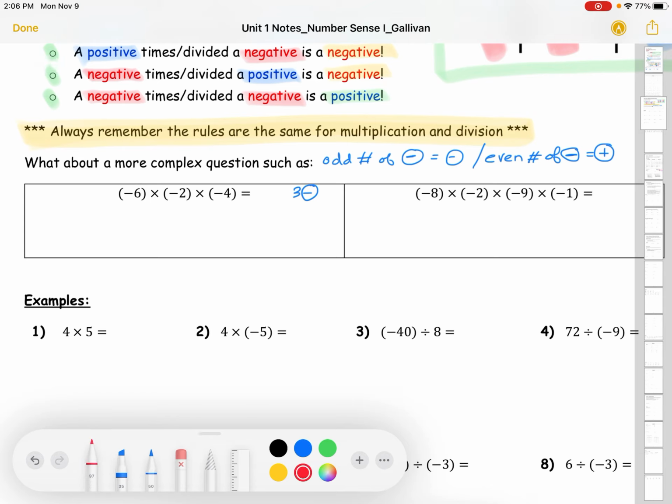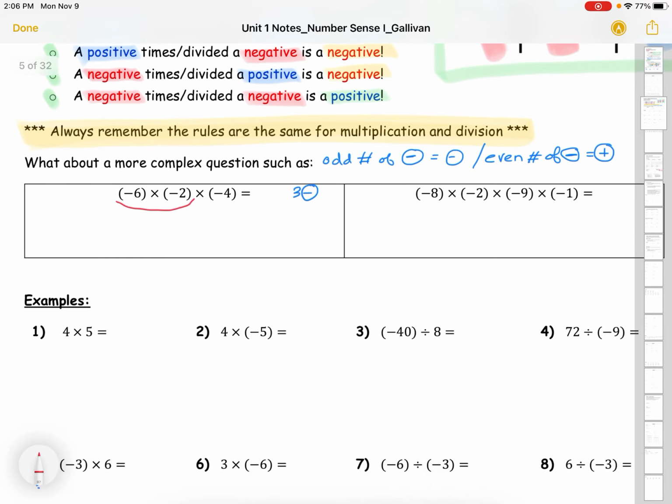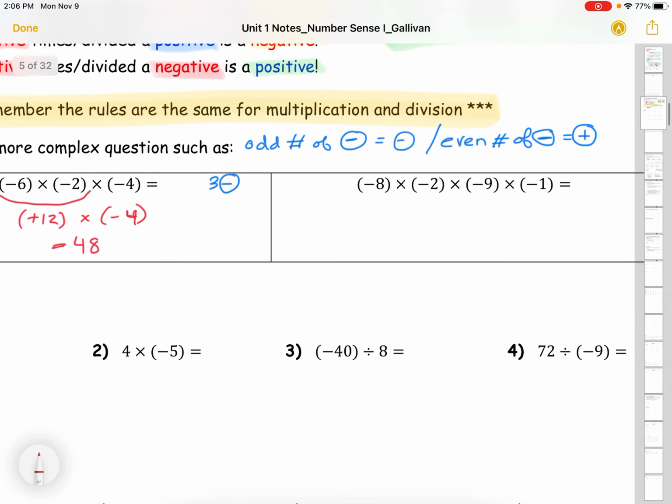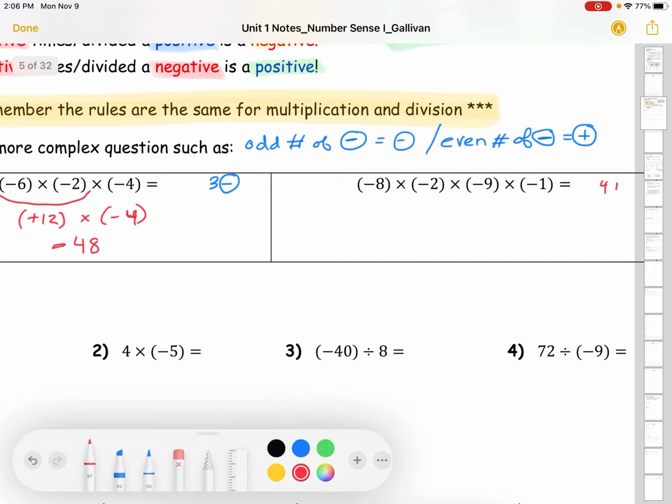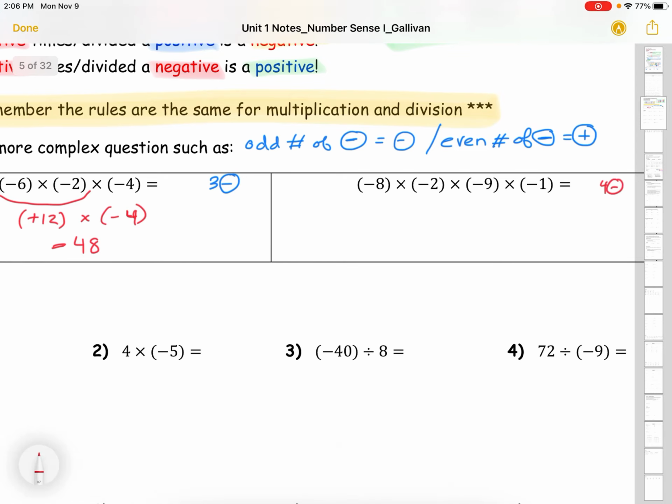I'm going to erase this and I'm just going to do it step by step. If you take it step by step, -6 times -2, well, I got a negative times a negative, so I'm going to get a positive 12, then times my -4. Well, look, now I have a positive times a negative, so that would be negative, so I get -48. But it still works if you just count the number of negative signs, okay? So here, just to check, I've got 1, 2, 3, 4 negatives, so I'm going to expect my answer to be positive, right? Because I've got an even number, right?